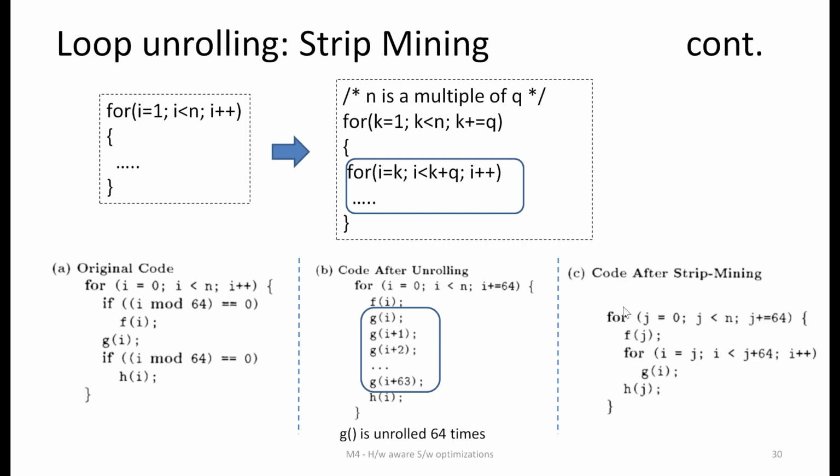But with strip mining, we have the outer loop which makes a jump of 64, and for each of those outer loop iterations f of j and h of j would be executed. But within each jump we would execute g of I 64 times with the inner for loop. Now this inner for loop can be unrolled any number of times. It need not be blindly 64. This is a delta step before the final loop unrolling.